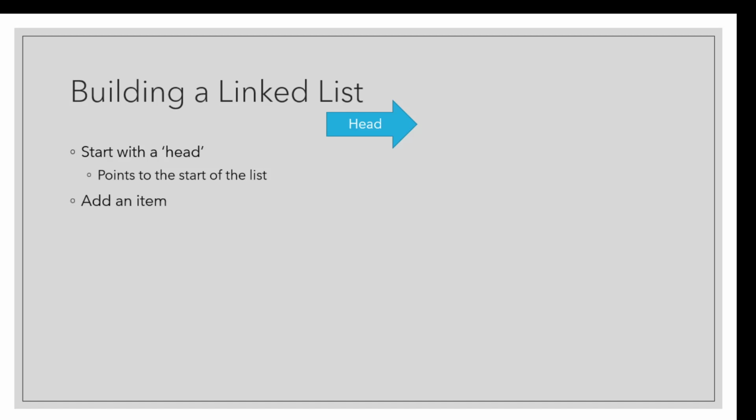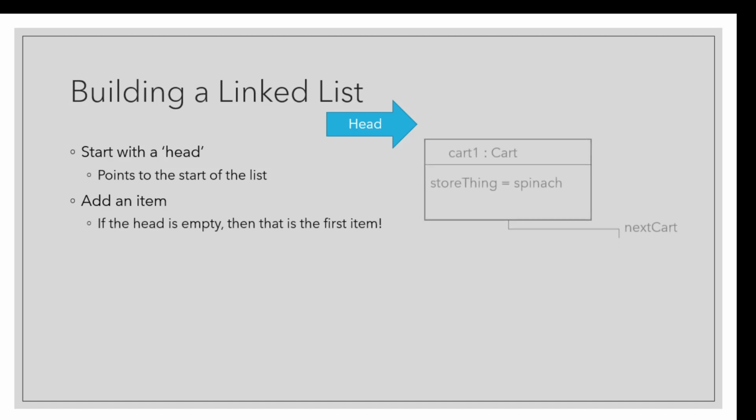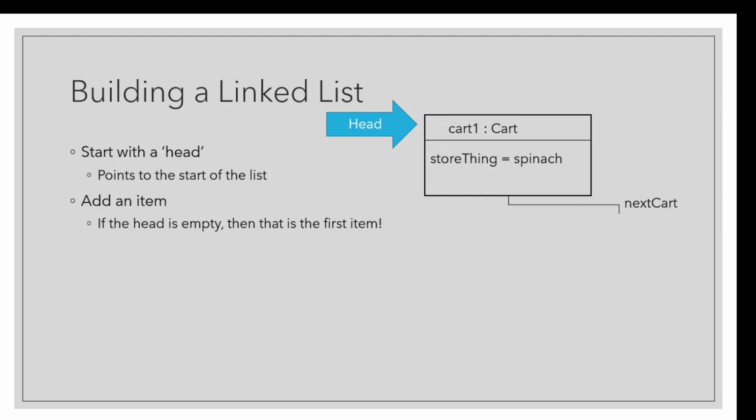And so the head of the list points to the first cart. So the first time we add something to the list, that first item, the first node we create, becomes the head of the list. And that node has a next cart it's going to point to, but that next cart isn't pointing to anything to start with. It starts empty, or in software terms, is typically called null. So the null next pointer is a signifier of the end of the list.